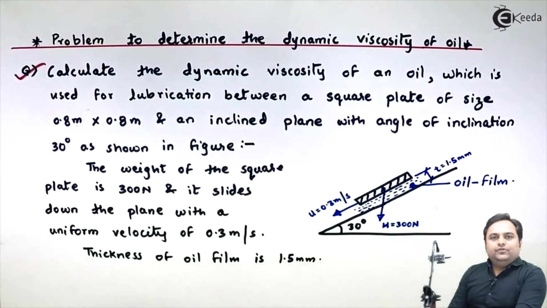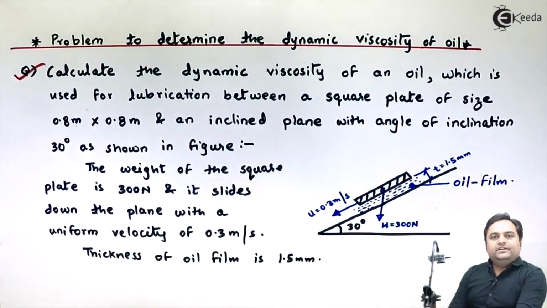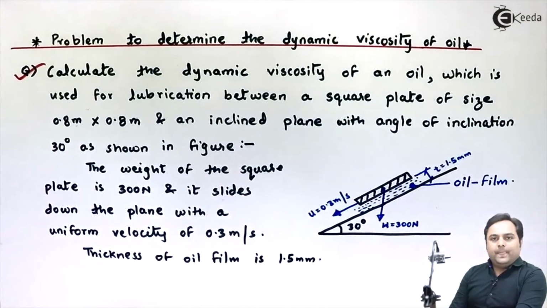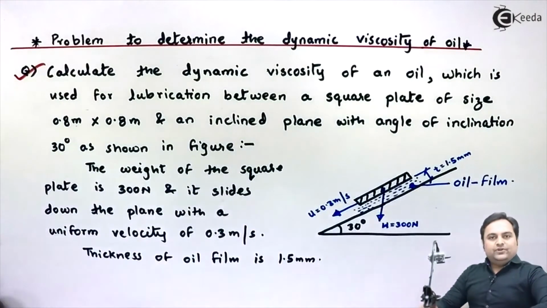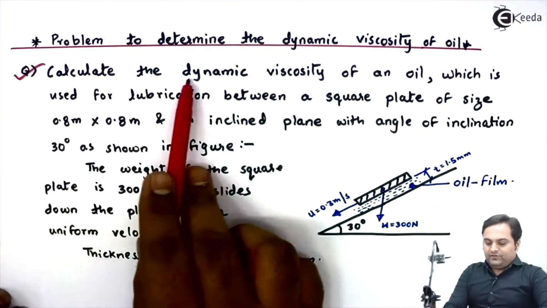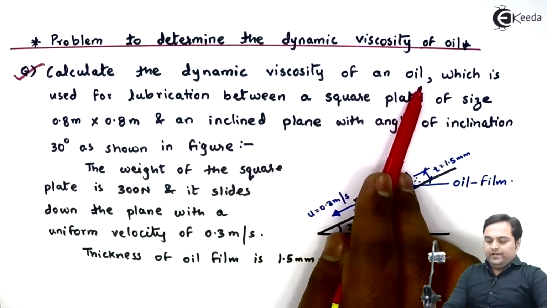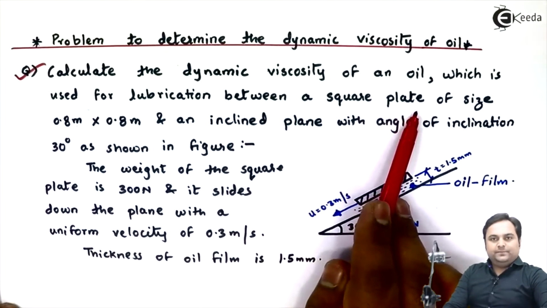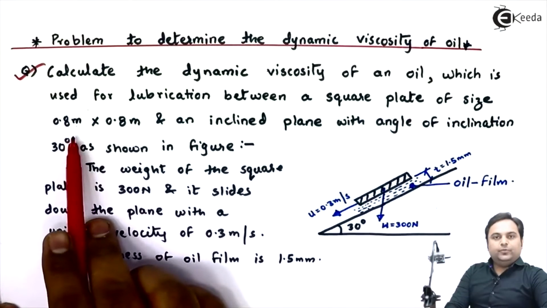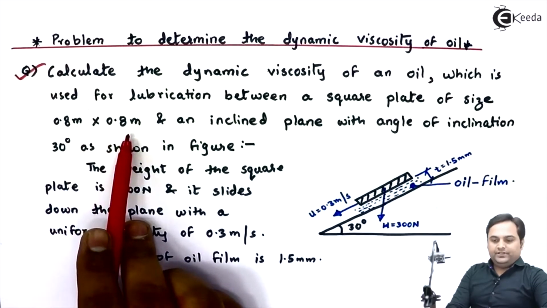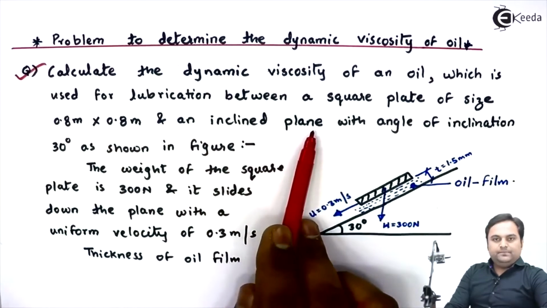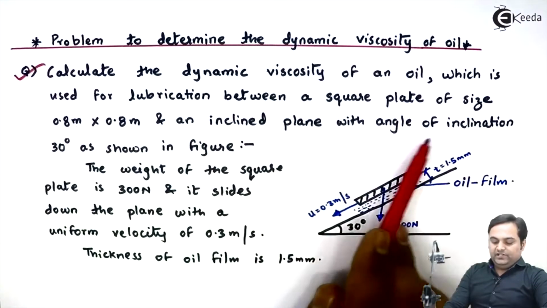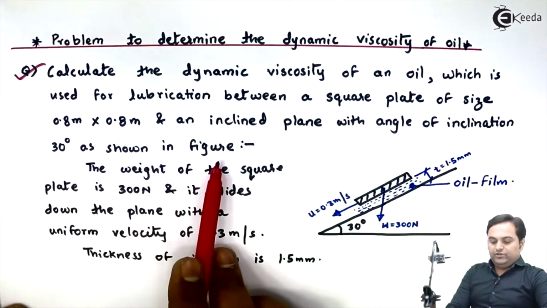In this video, we will see a problem related to dynamic viscosity of oil. Here we have a question. Calculate the dynamic viscosity of an oil which is used for lubrication between a square plate of size 0.8 meter into 0.8 meter and an inclined plane with angle of inclination 30 degree as shown in figure.